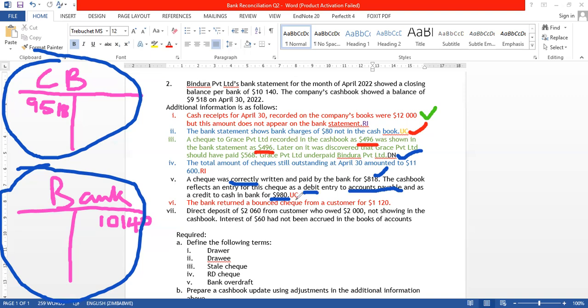You see? So what we are going to do is we are only going to change our cash book because the bank is correct. So we are going to say 980 minus 880. That is the figure we must debit in the cash book whilst crediting the accounts payable. That is the journal entry we must do. So we are simply adjusting the cash book. Very clear? Yes, sir. Good.